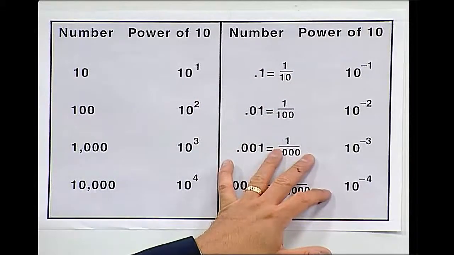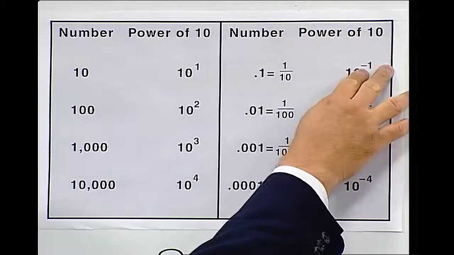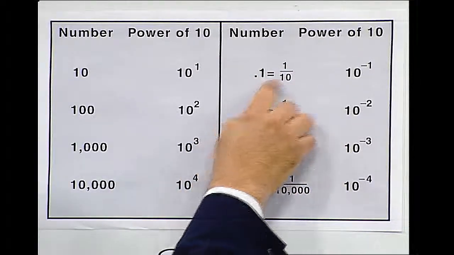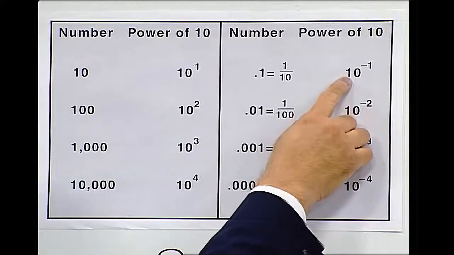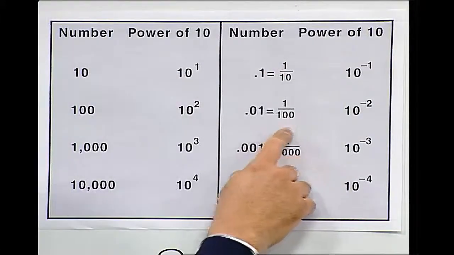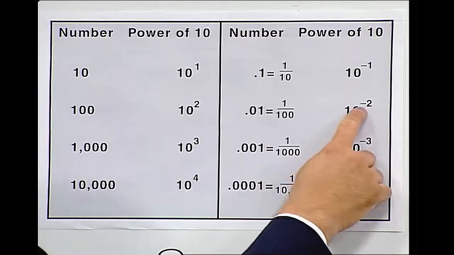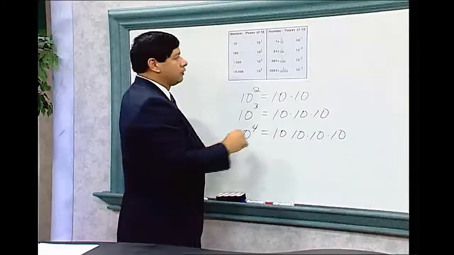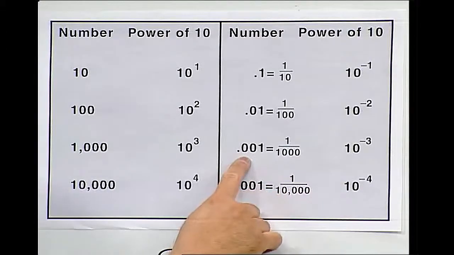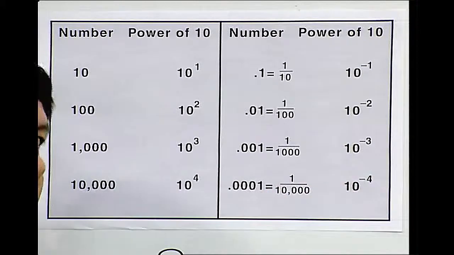This column is, again, a very simple concept to understand. We know we have our number and our power of 10. 1/10 is represented as 0.1, which is represented as 10 to the negative 1. 1 over 100 is represented as 1/100th, or 10 to the power of negative 2. And then we have 1 over 1,000, which is 1/1000th, represented as 10 to the negative 3 power.